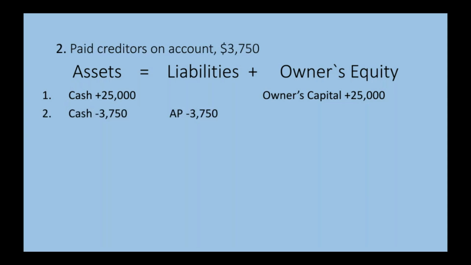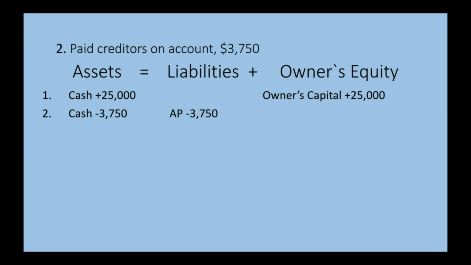by the owner. The second piece of information that we have is that the company paid creditors on account $3,750. Now, being they are paying something, their cash is going to decrease by $3,750, and because they're paying them on account, that means their accounts payable is going to actually decrease $3,750 because they're actually paying a liability that was due before.